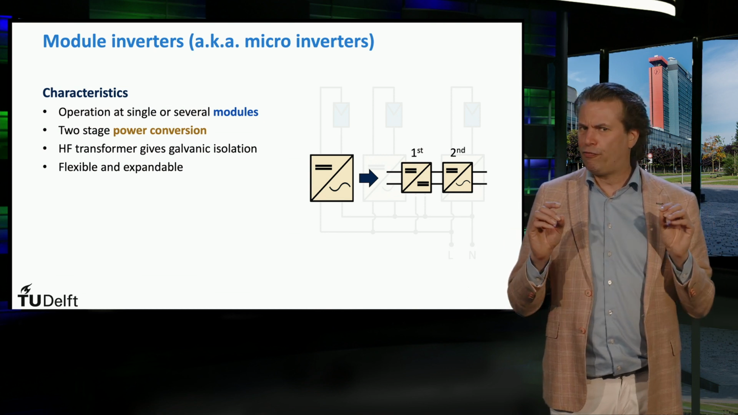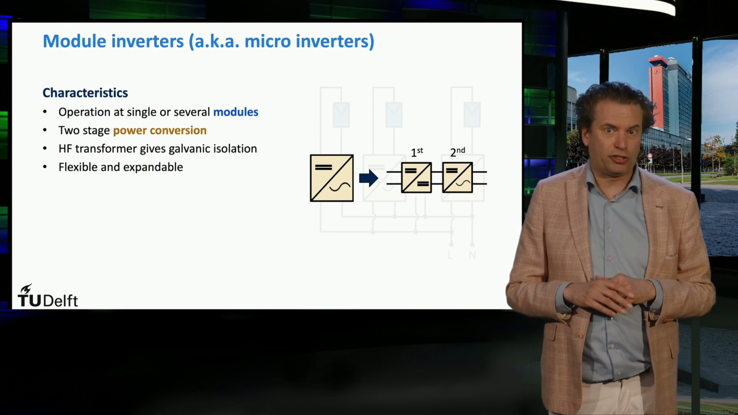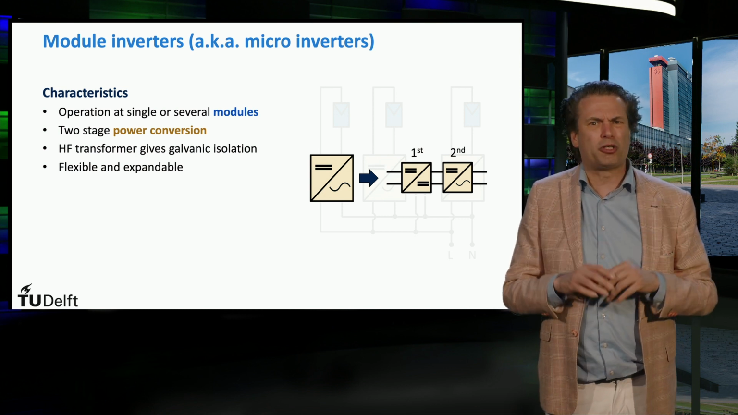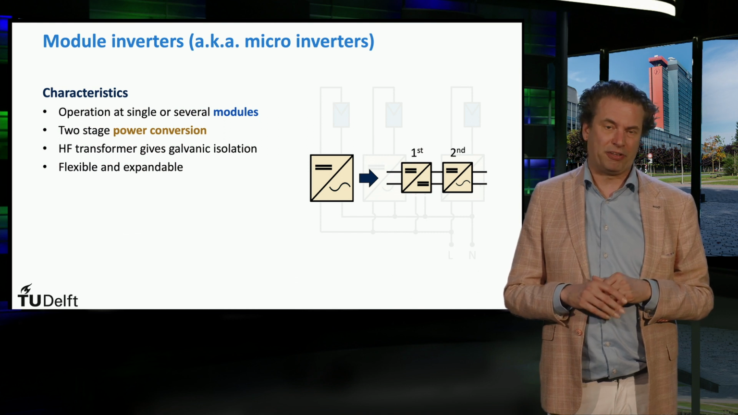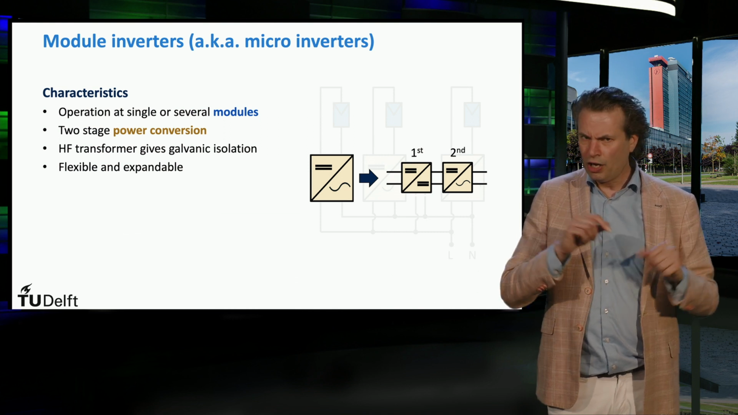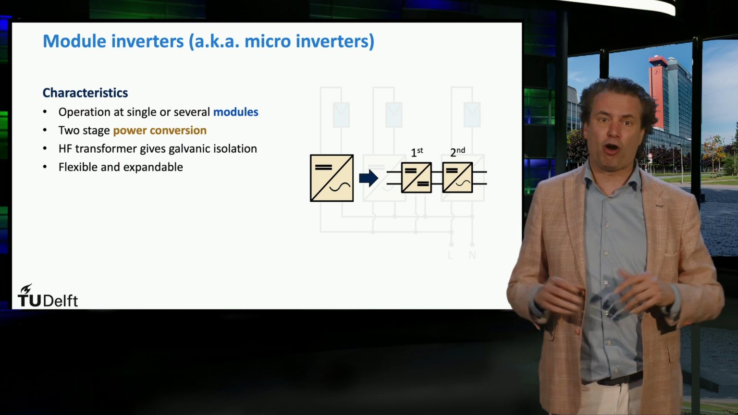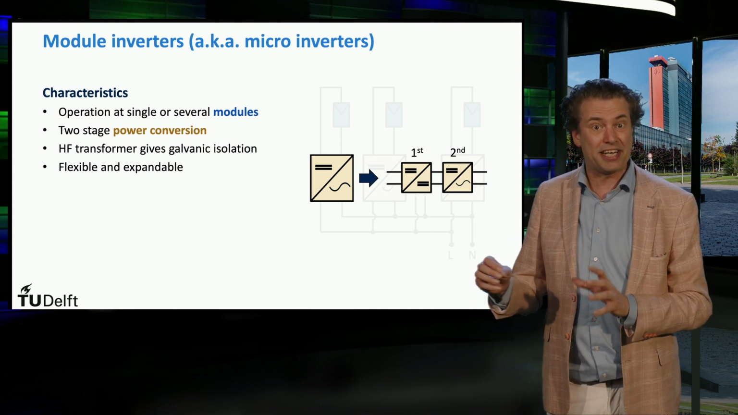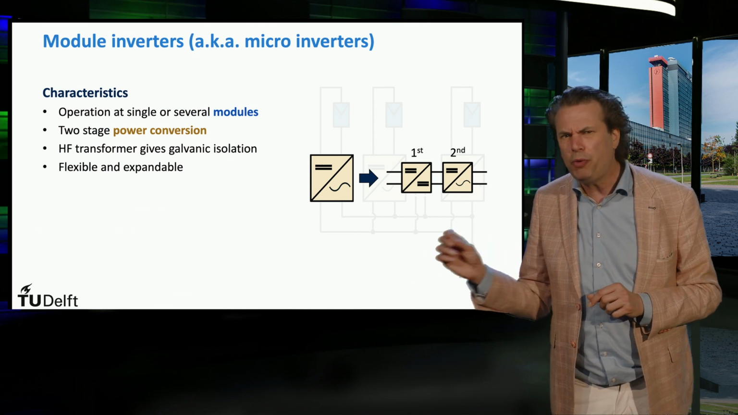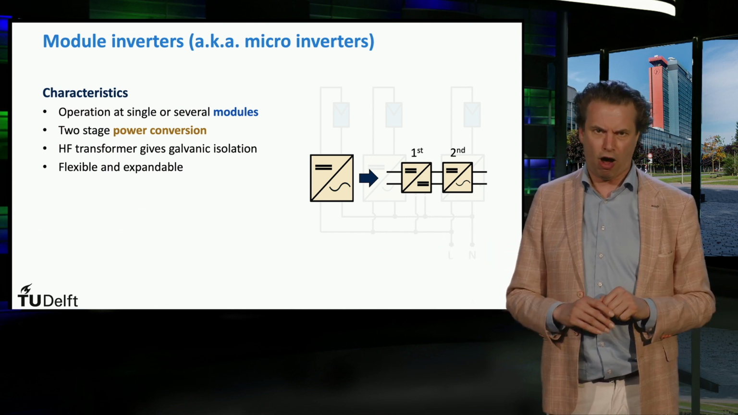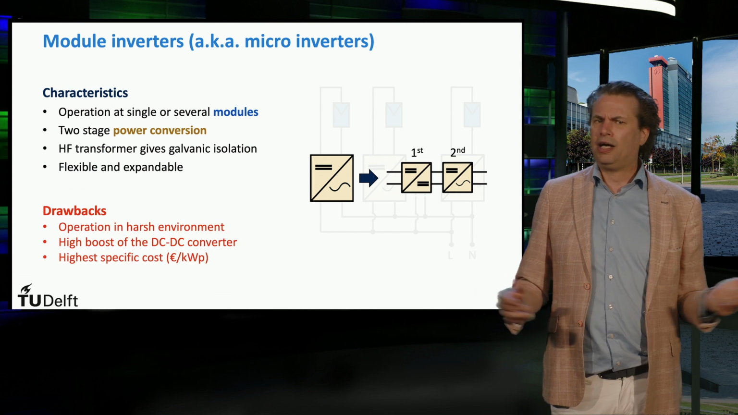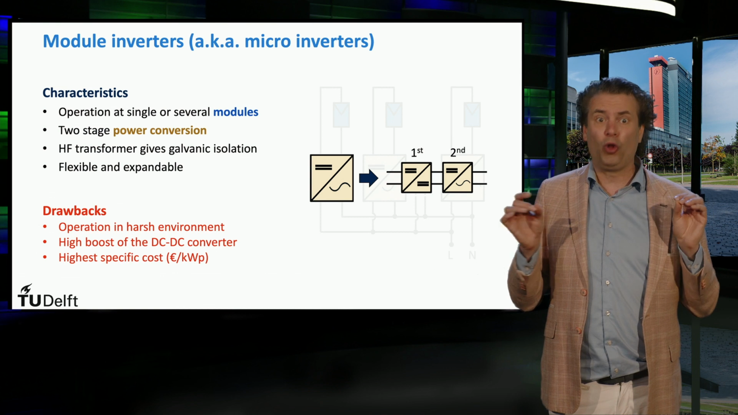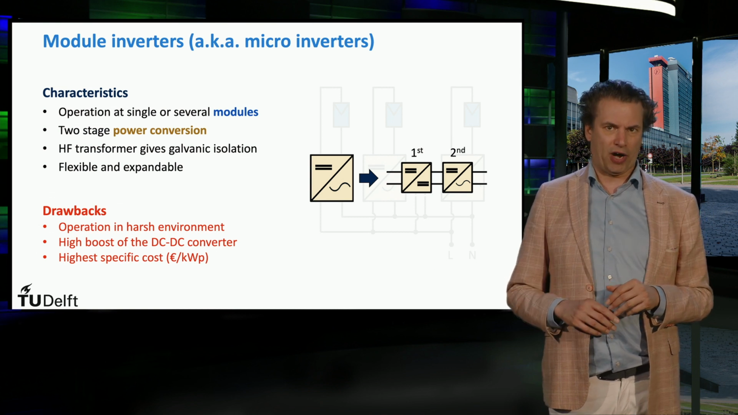Additionally, it provides full galvanic isolation, which enhances the system flexibility and makes this concept easily expandable. So for example, if after a couple of years we want to install more modules, we can just buy additional microinverters and a new power unit that controls all of them. Let's now see the drawbacks of such a system, because all these advantages come at a price.